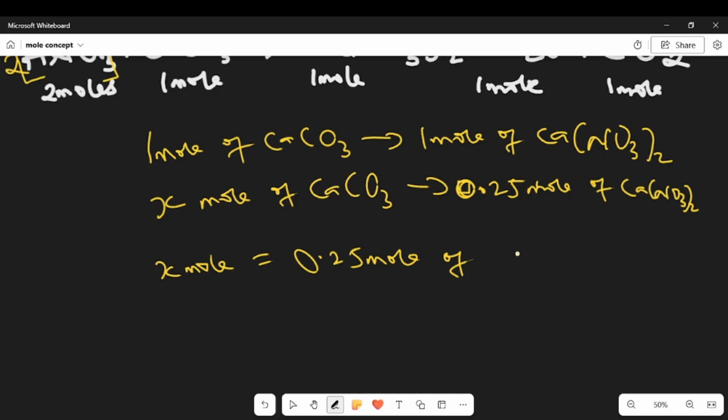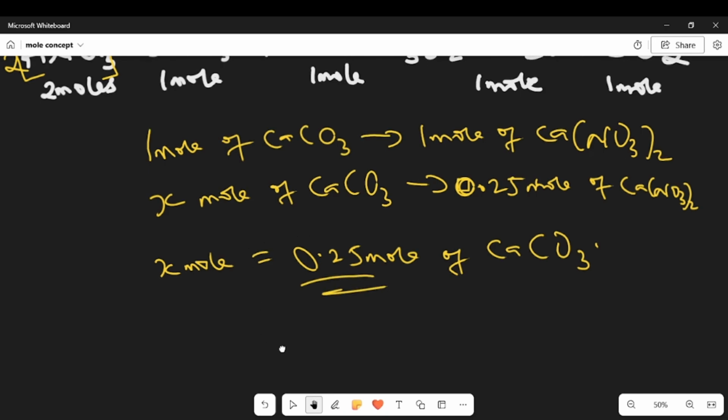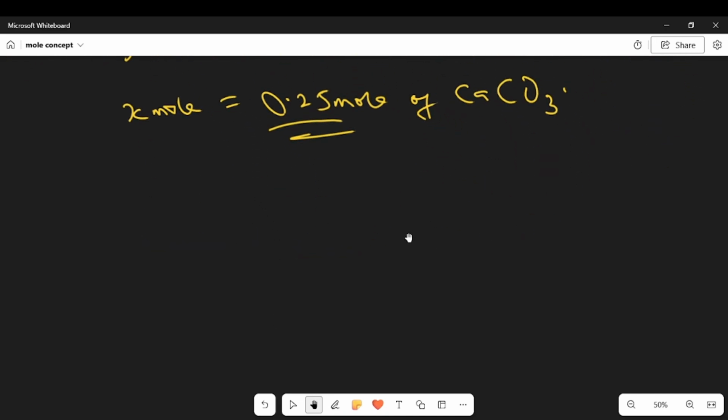It's now for CaCO3. You see? From a well-balanced chemical equation to getting the actual number of moles of calcium trioxocarbonate 4 that will produce 0.25 moles of calcium trioxonitrate 5. That's all right. And the question is, what mass of this calcium trioxocarbonate 4 will be needed to produce that 0.25 mole of calcium trioxonitrate 5?